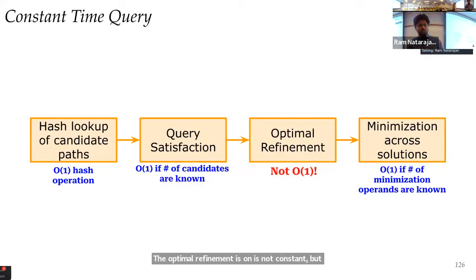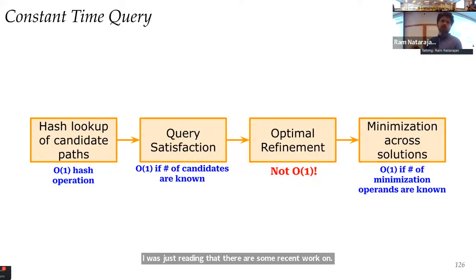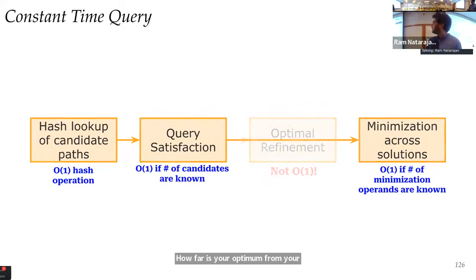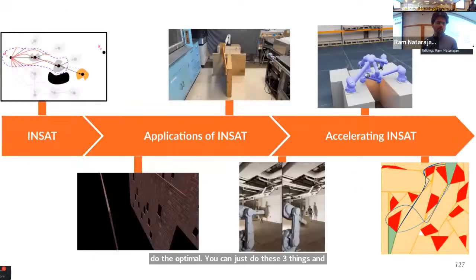I was just reading that there is some recent work on how you can bound this. If the optimal refinement is convex optimization, then you can bound that to a constant time depending on how far your optimum is from your initial search state. But for now, you don't have to do this, right? You don't have to do the optimal refinement. You can just do these 3 things and get a solution, and you will have a constant time solution.